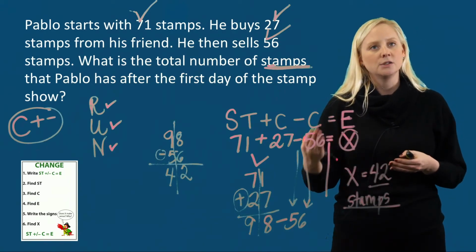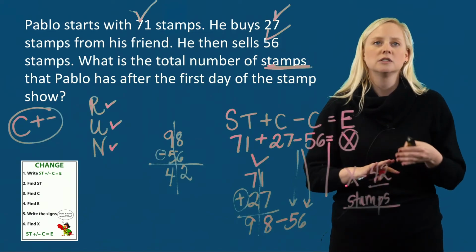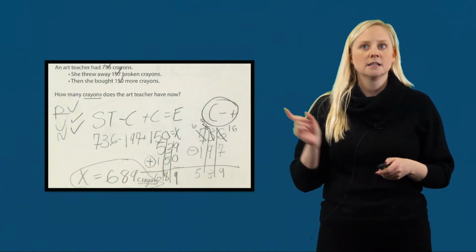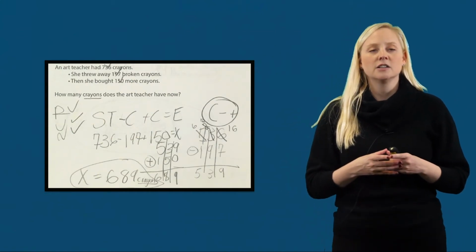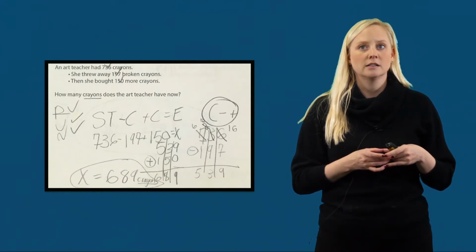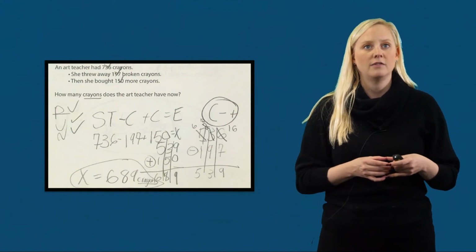Now, I'm going to take a second to erase the board, and then I'm going to show you an example of a student work where the student solved a double change problem. Here, this problem says, an art teacher had 736 crayons. She threw away 197 broken crayons, then she bought 150 more crayons. How many crayons does the art teacher have now?